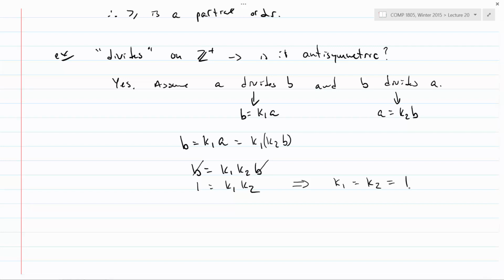Okay, so that's great. Why do we care that K1 and K2 are 1? Yeah, so I can sub this fact in up there or up there, and therefore A equals B. Doesn't matter which one you sub it into, both of them will give you the same answer. All right, so that's good. That means this thing really is antisymmetric because the only way that we have A divides B and B divides A is if A equals B, and that's exactly the definition of antisymmetry.